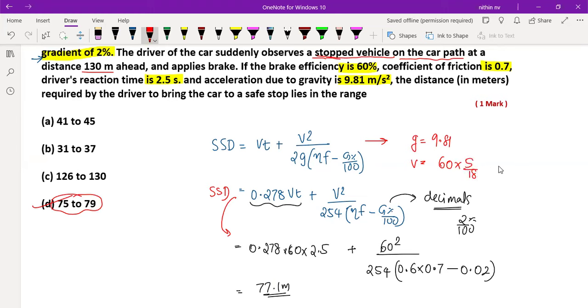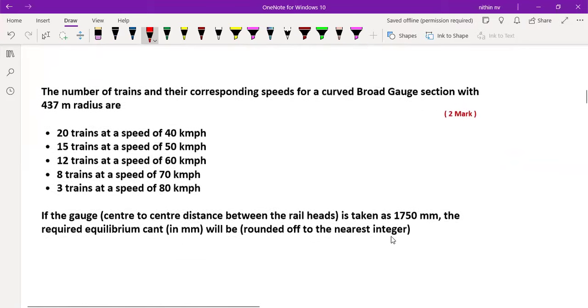Okay, so whatever value you are getting, directly you can substitute for this in place of V. So here and here it's in meter per second. And in this equation, if you are using it in both places, it's in kilometers per hour. That's why I have directly substituted 60 kilometers per hour. Okay, I hope you got the point. That's it. Moving to the next question.